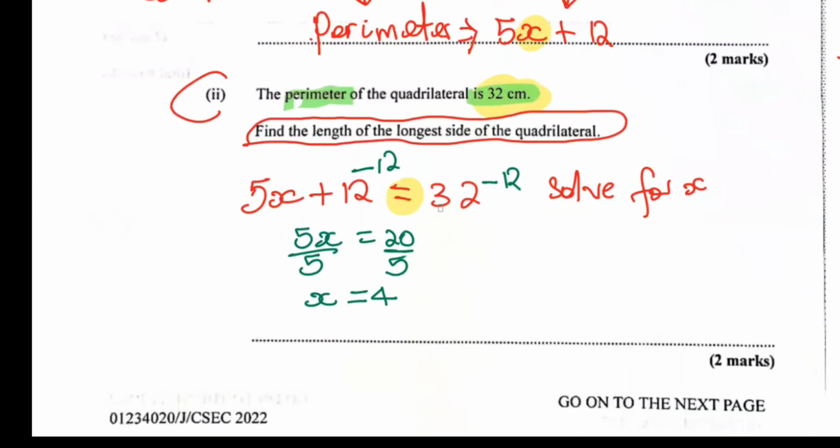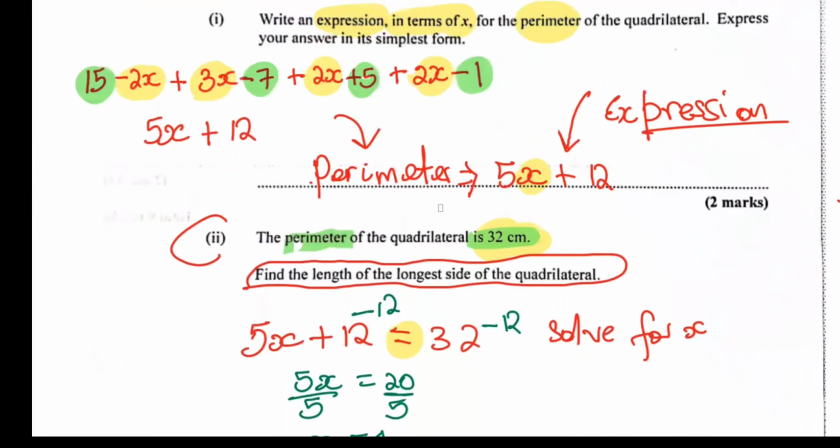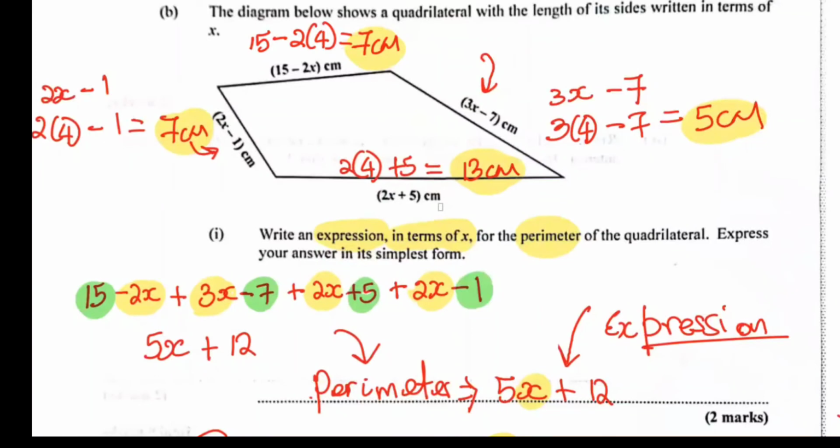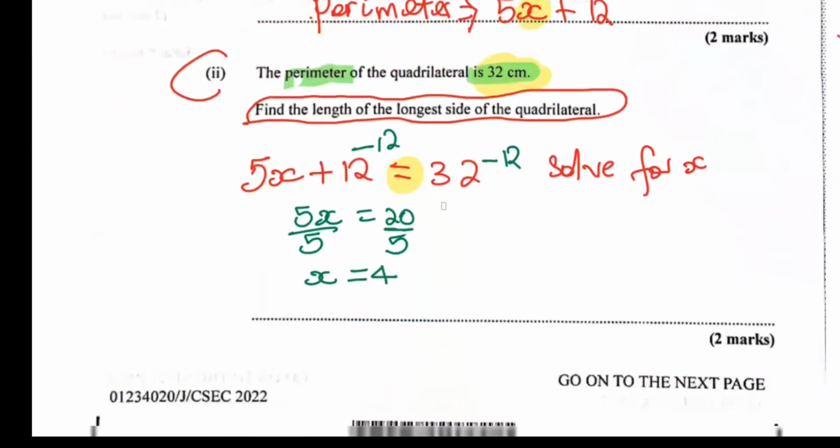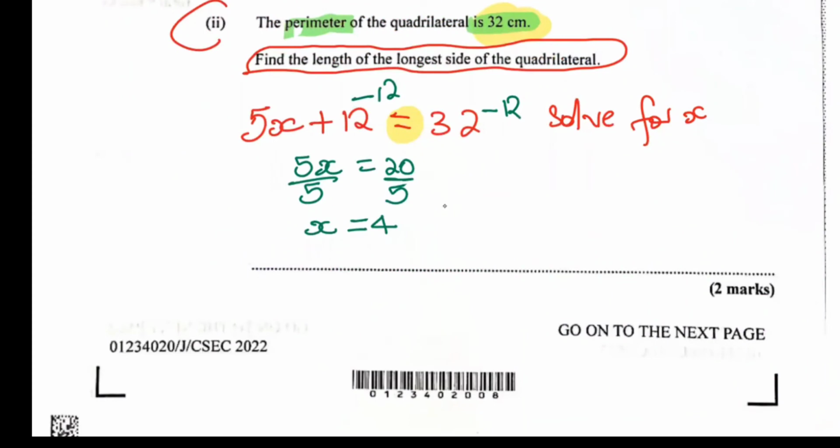Question: length of the longest side. What is the length? 13. Exactly. So that's all you need to state. Longest side. So I'm just going to write the longest side equals 13 centimeters. That's all. That longest side is a 13 centimeter side. You're done.